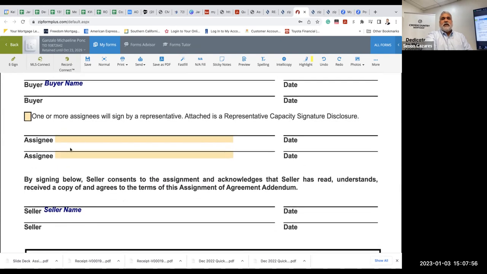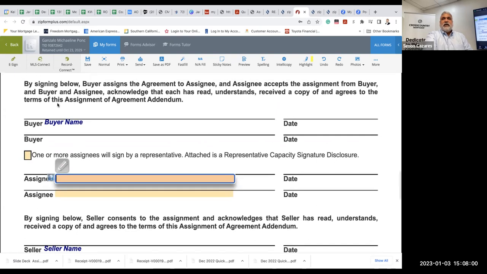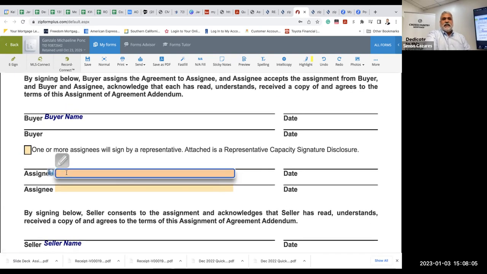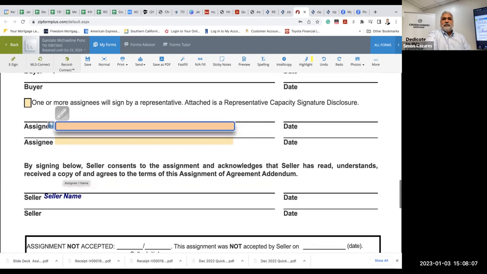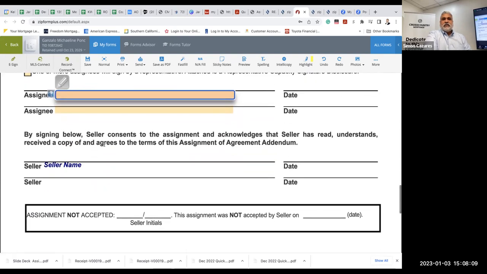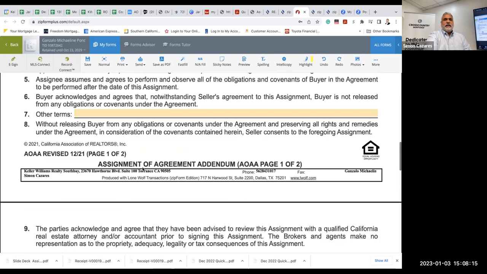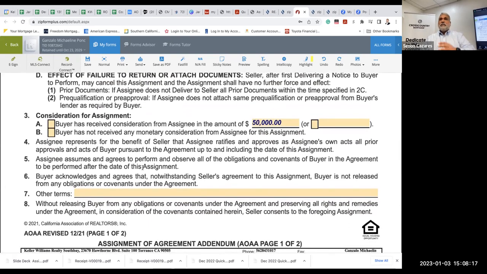And then the new buyers who are being assigned to will sign below here. So if buyer A is the original, then buyer B would be signing just below that. And then obviously the seller consents to the assignment acknowledgement. The seller has read, understood, received a copy of this agreement. Full disclosure, even if you're making a wholesaling fee, which is fine, it's legal to do so, but you're also divulging that information to the seller. Any questions?